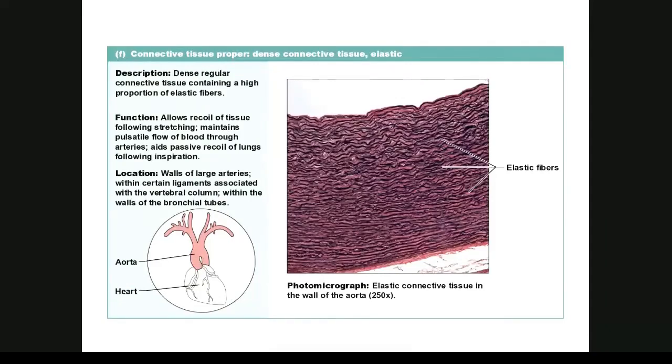Elastic, dense connective tissue, elastic. The example here, you've got a lot of elastic fibers throughout it. These are elastic fibers. Your aorta, every time your heart beats, the aorta is stretched tremendously and it pops back into place, and that recoil keeps your blood pressure up to normal.